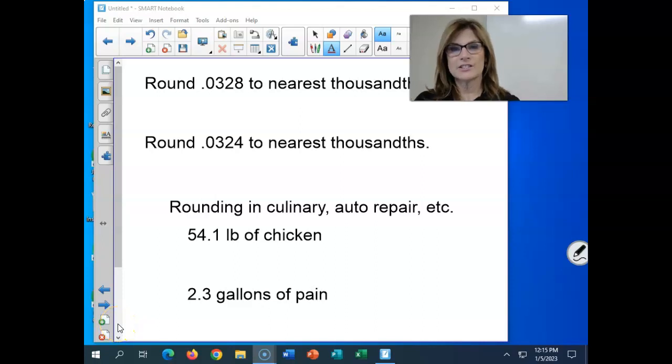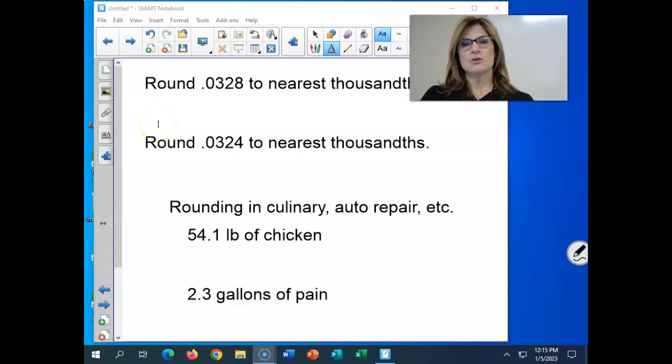Hi folks, let's talk about rounding. We're going to talk about rounding in general, and then we're going to talk about rounding in some of your particular fields like culinary, auto body, engineering. So let's begin with just a brief review of rounding.